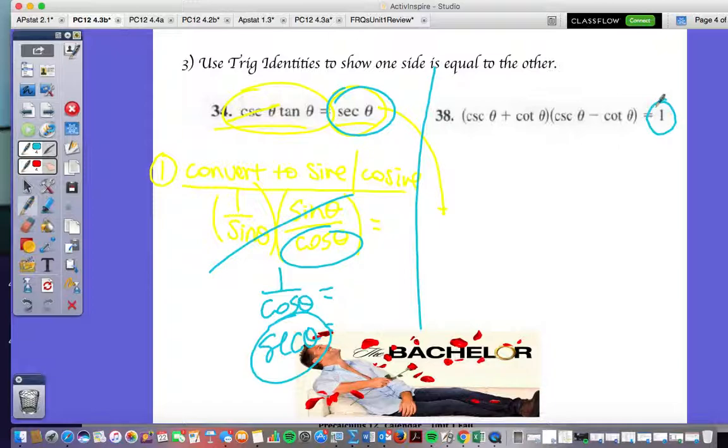We could always convert to sine and cosine, right? Would that be okay? Absolutely, we could. And I'm not saying that that's wrong, because there are multiple ways to get there. There may be an easier way before we go to sine and cosine, right?